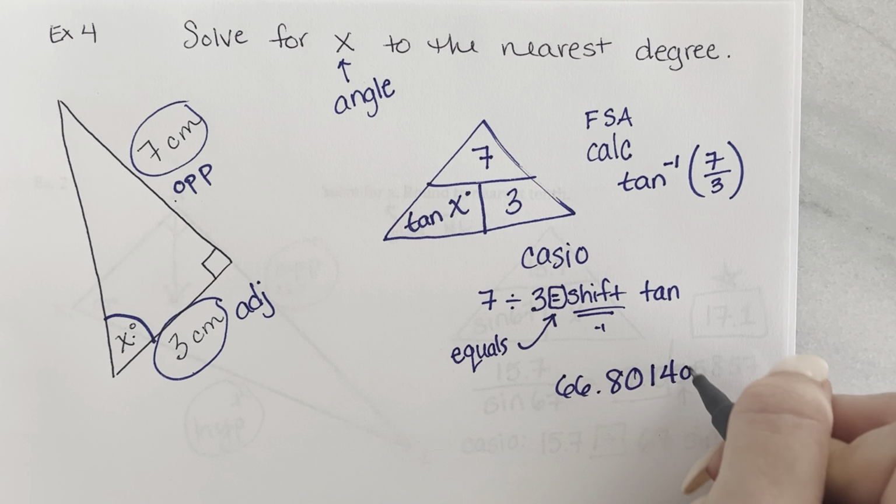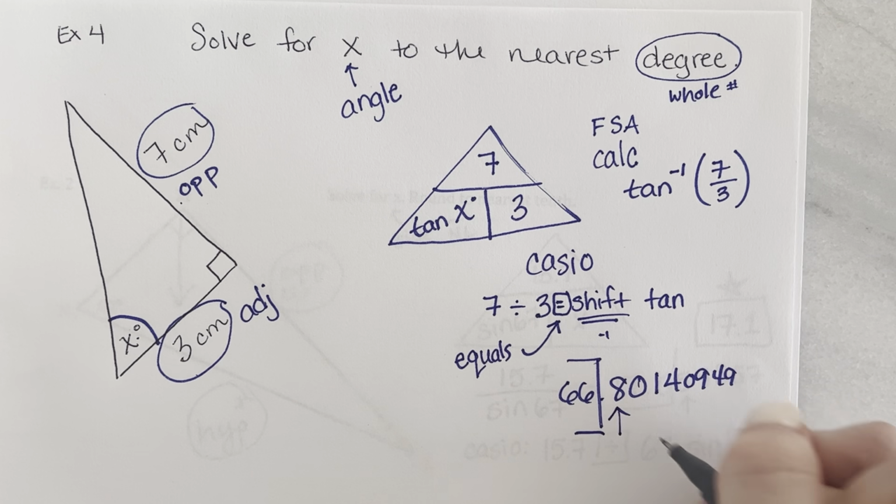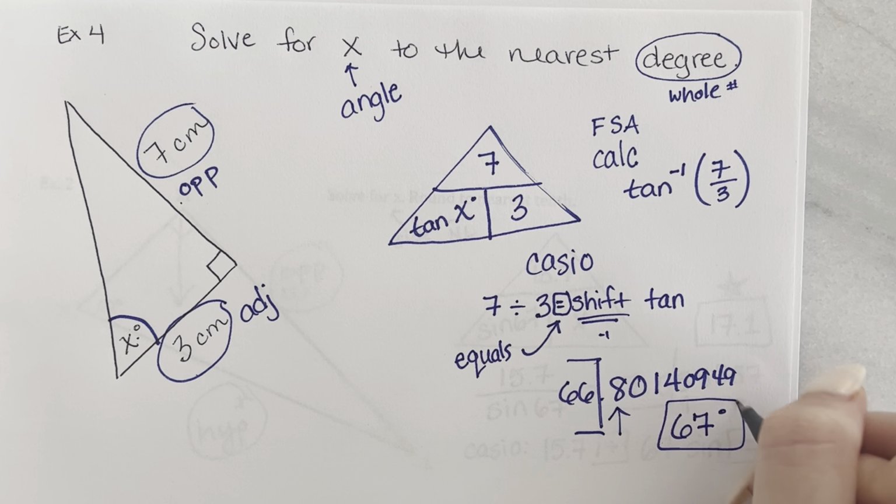Now in this one, I said to round to the nearest degree. I think Delta Math usually has you round to the nearest tenth, in which case that would be 66.8. But on the FSA, a lot of times they say to round to the nearest degree, and the nearest degree is the nearest whole number. So you would cut it off at the decimal, but you still have to look at the number behind it. That's a 5 or higher, so we're going to have to round it up to 67.